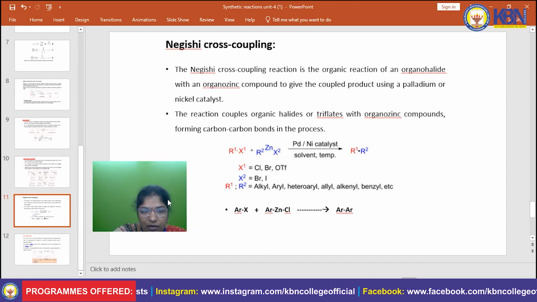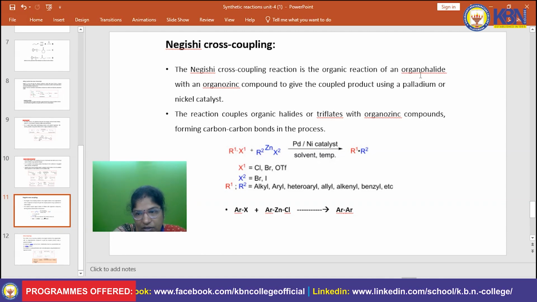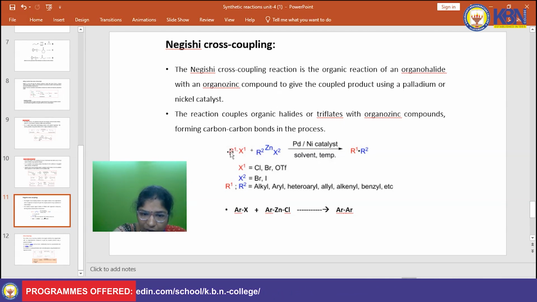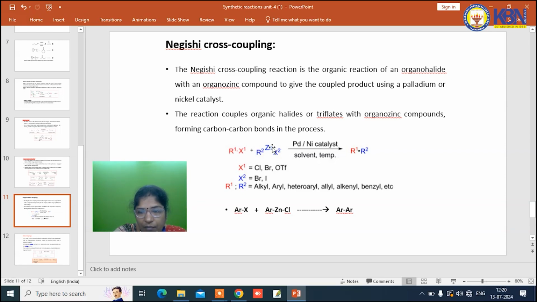And next of all, Negishi coupling. The Negishi cross-coupling reaction is an organic reaction of organohalides with organozinc compounds. Here, organohalides on treatment with organozinc compounds, we get the simple alkanes. Here we prepare the carbon-carbon sigma bond in the simple Negishi coupling reaction.